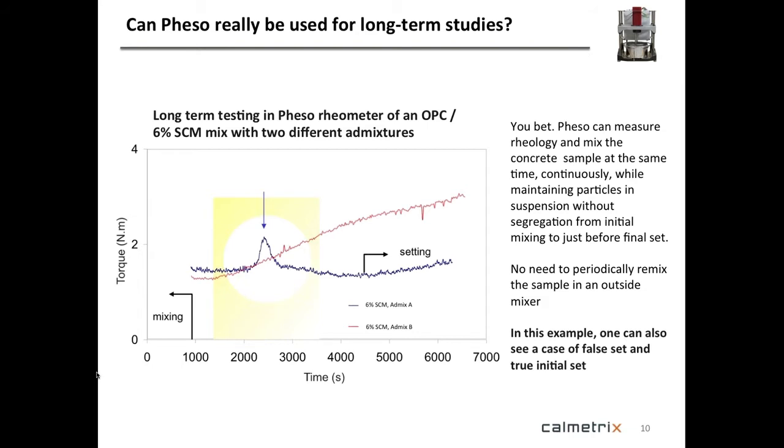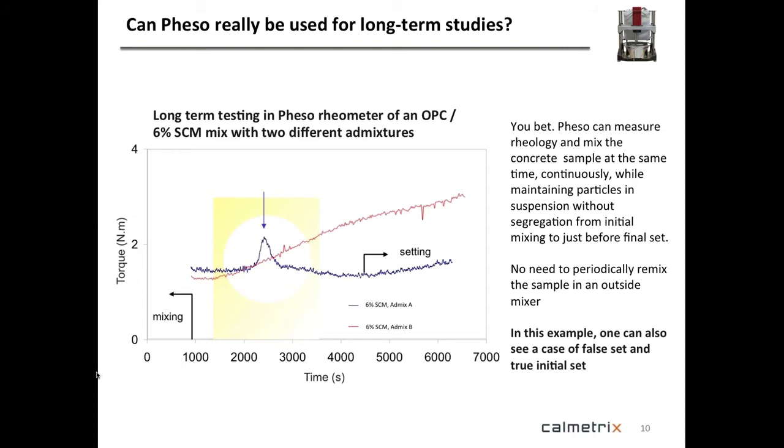You also see actually what we didn't expect, but it popped up here, a false set, and the false set is very visible as this peak on the blue curve that you see that's highlighted and where you have an arrow on top. So it shows a stiffening, and then you mix through it, as happens with false sets, and you get back on track. So it's sensitive to see false sets, it's sensitive to see actually setting times, and you can indeed do long-term measurements without any issues on this, without ever taking the sample out to remix it in an outside mixer. So you just go on and mix while you measure.